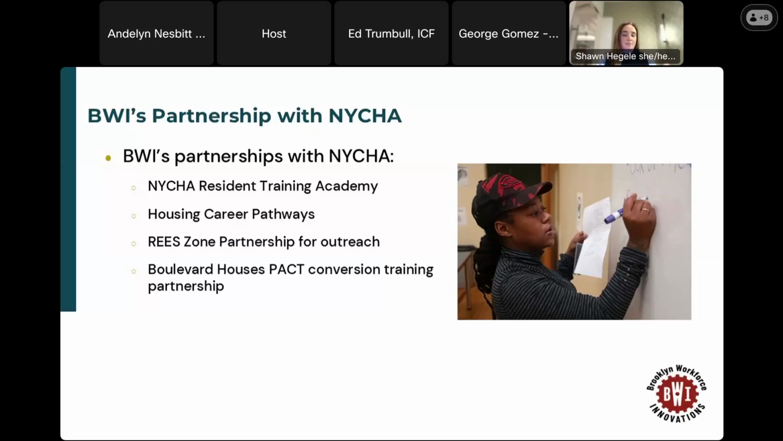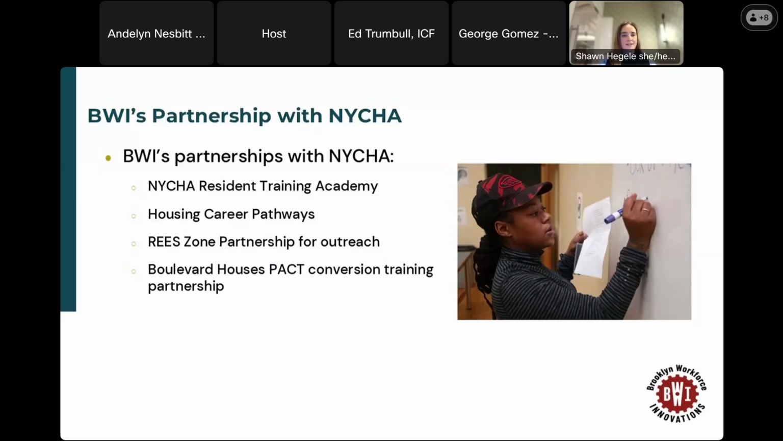And then Boulevard Houses is a site that has undergone a PACT conversion, which is part of the RAD program. And as part of that, BWI helped the Housing Development Agency develop a workforce strategy that was sound. And then we directly delivered training to help certain either NYCHA residents or other local residents access that OSHA training that George also mentioned, and then access the construction jobs that were going to be created by that PACT conversion project.